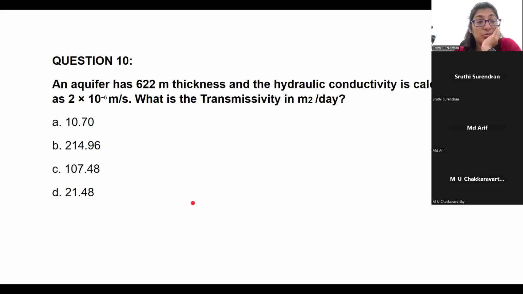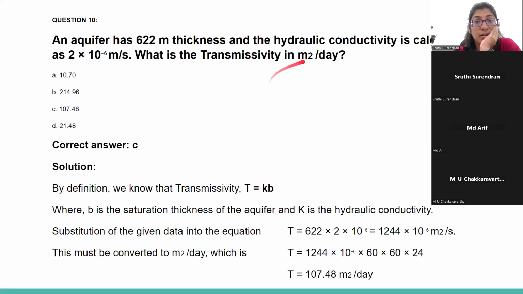Let's move on to the solution. So this is a pretty direct problem. We know transmissivity is the product of the hydraulic conductivity and the thickness. Hydraulic conductivity is given as 2 into 10 to the power minus 6 meter per second, and thickness is given as 622. So first we'll multiply these two values. We get 1244 into 10 to the power minus 6 meter square per second.